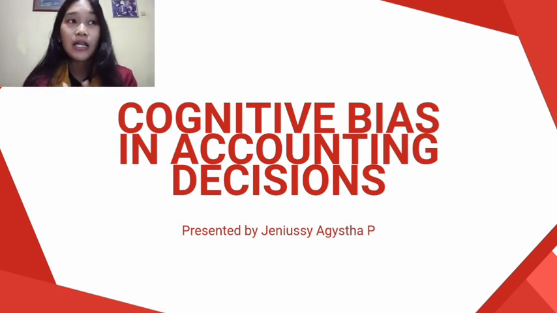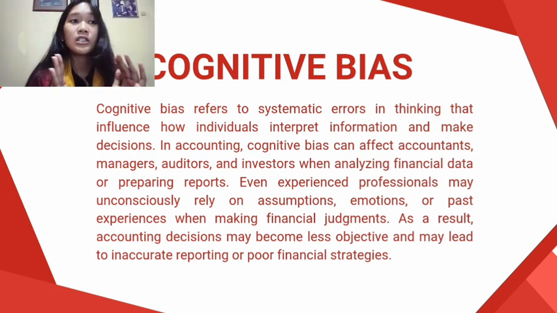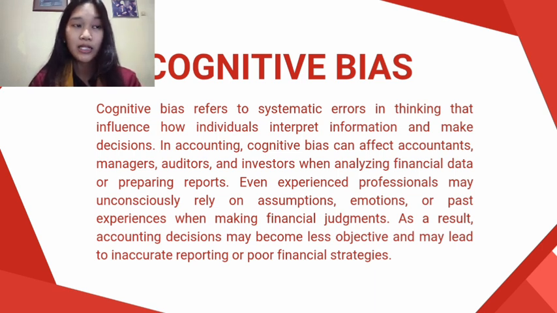So the first thing I will explain is the introduction to cognitive bias. Cognitive bias refers to the systematic errors in thinking that influence how individuals interpret information and make decisions. In accounting, cognitive bias can affect accountants, managers, auditors, and investors when analyzing financial data or preparing reports. Even experienced professionals may unconsciously rely on assumptions, emotion, or past experiences when making financial judgments. As a result, accounting decisions may become less objective and may lead to inaccurate reporting or poor financial strategies.